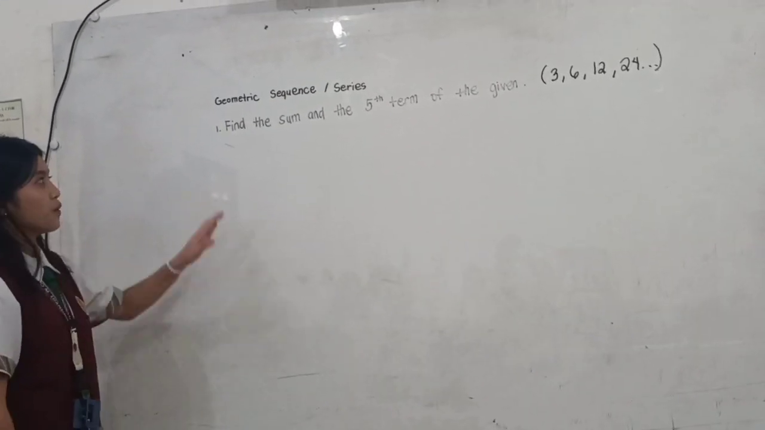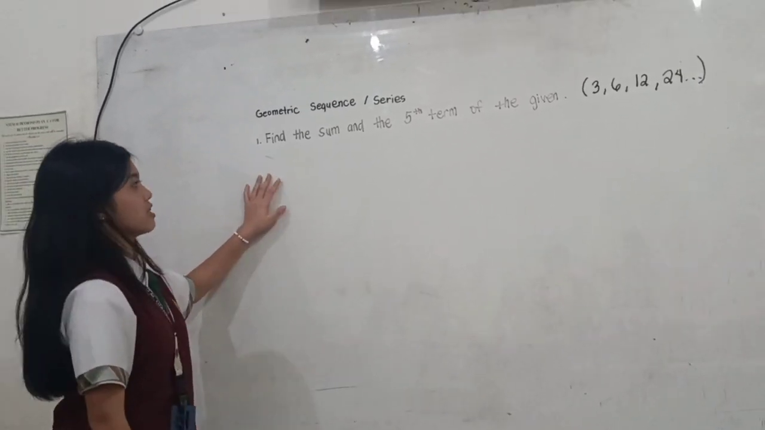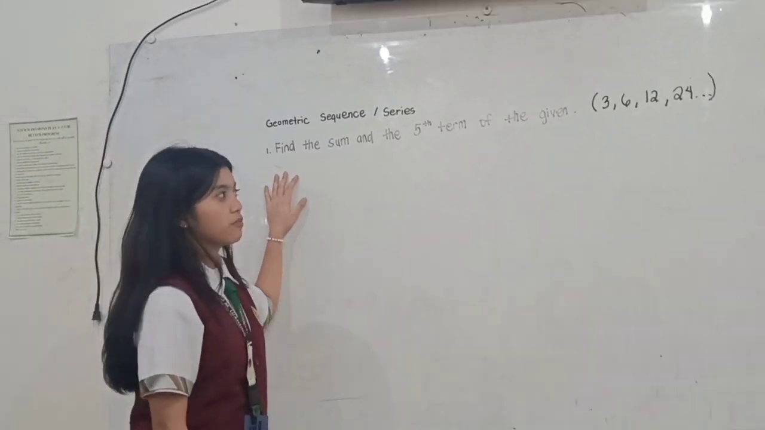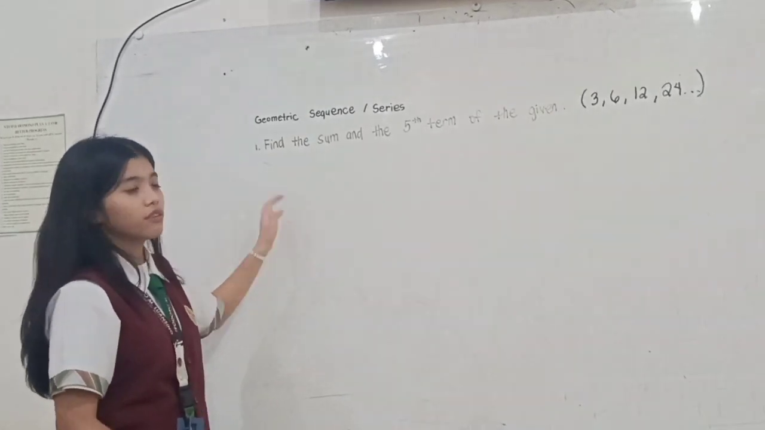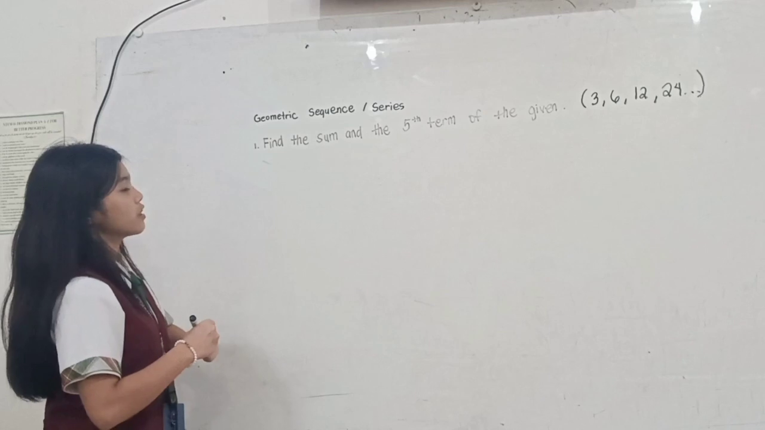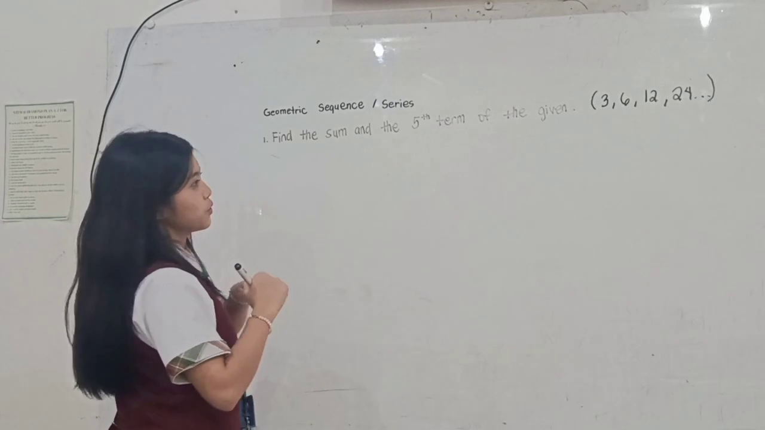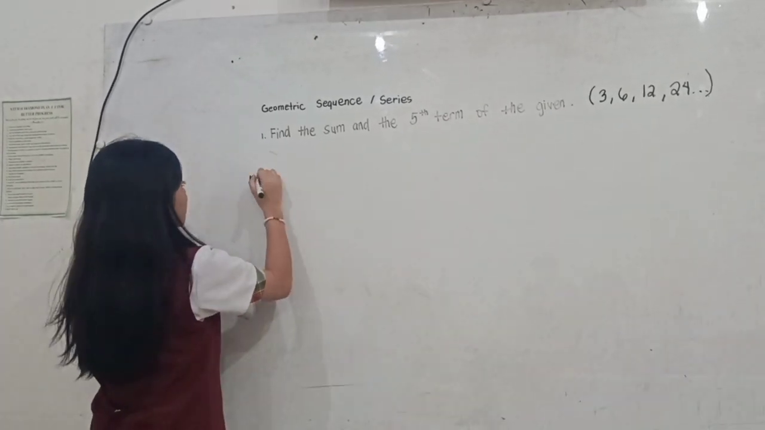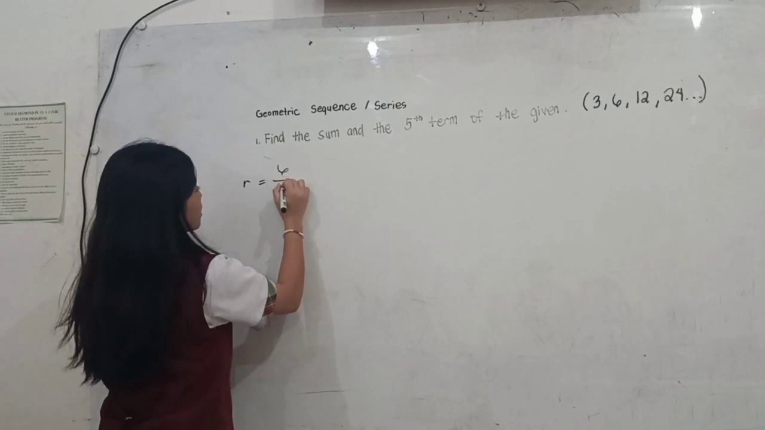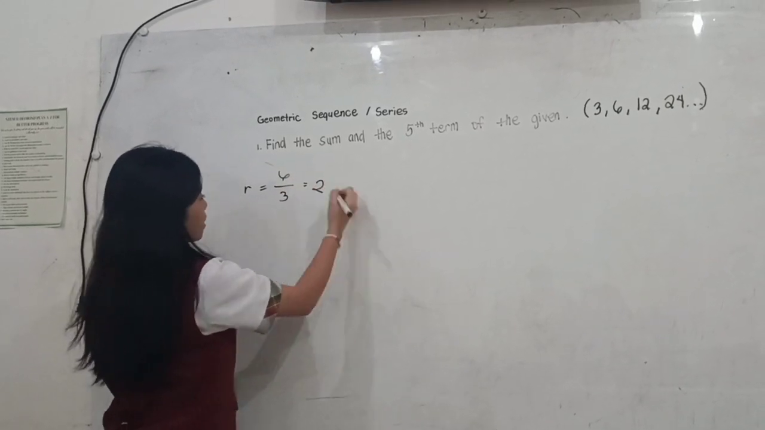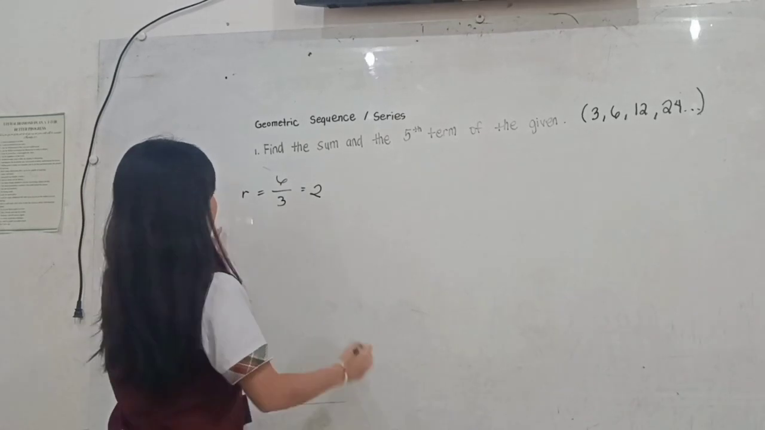Here's our example for geometric sequence and series. Find the sum of the fifth term of the given 3, 6, 12, 24. In order to find the common ratio, we need to divide a sub 2 by a sub 1. So 6 over 3 equals 2. And our n term is 5.